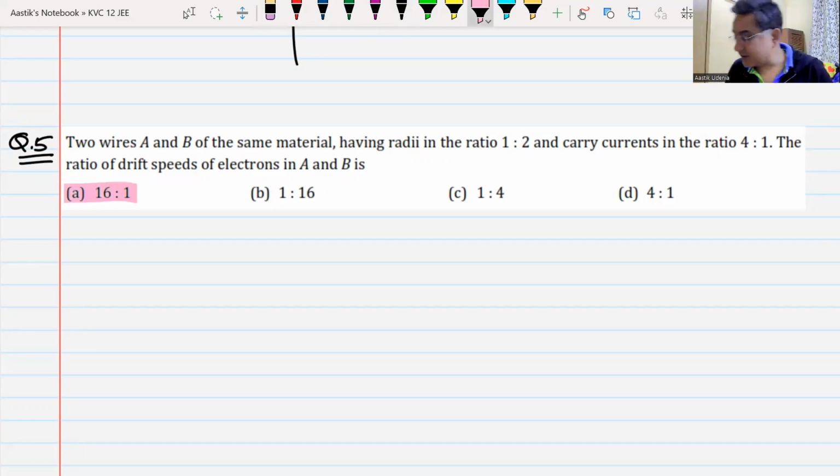Option A is the correct option. How are you supposed to do this? It's very simple. Again, I use the same formula. I is equal to N A E V D.